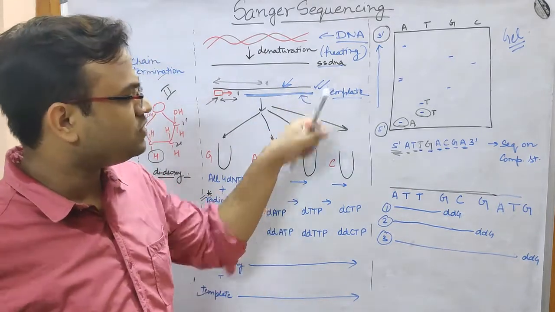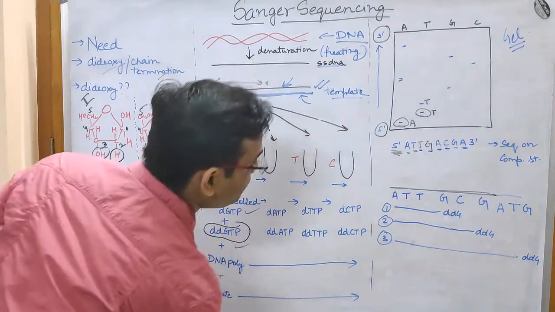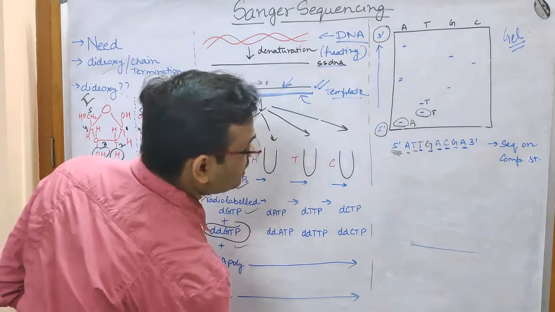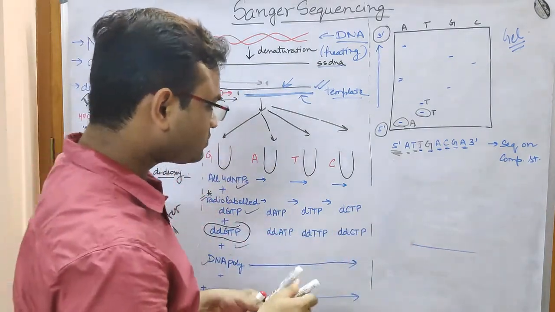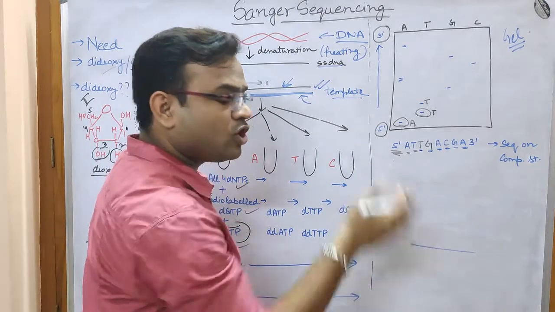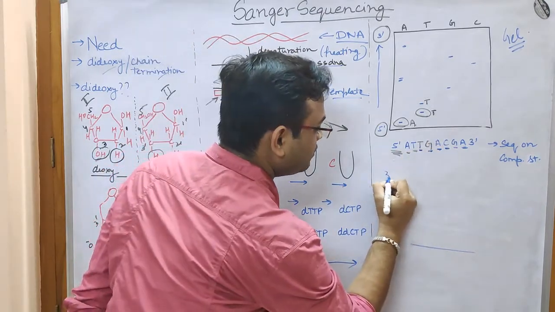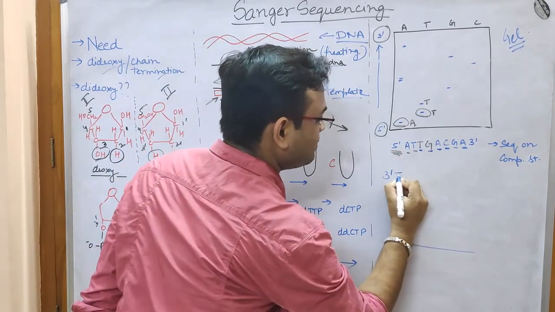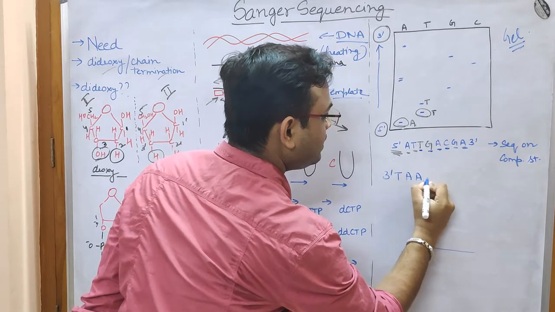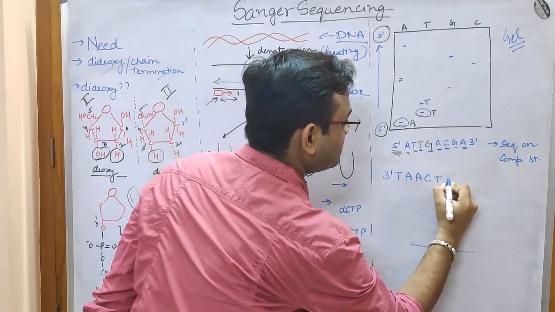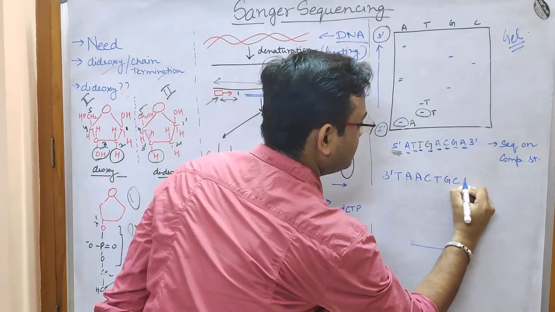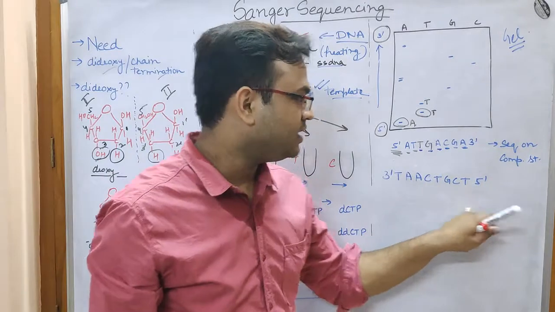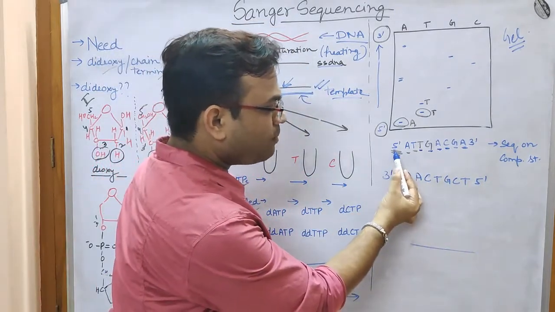So how would you know the sequence of this strand? We would just make the complementary strand to this particular strand. How would you do that? This was the 5' end, so the complementary strand would start from the 3' end. Adenine, complementary to adenine would be thymine. Similarly, adenine, cytosine, thymine, guanine, and then finally you would put a 5' end. Let us understand this.